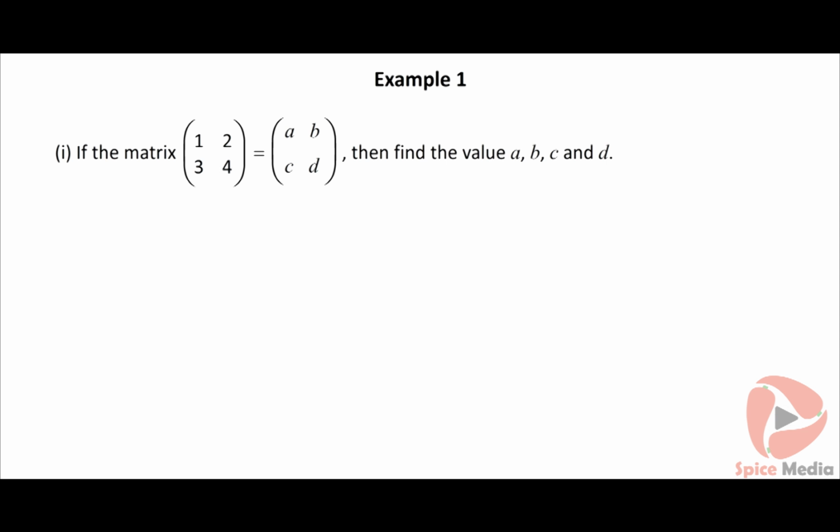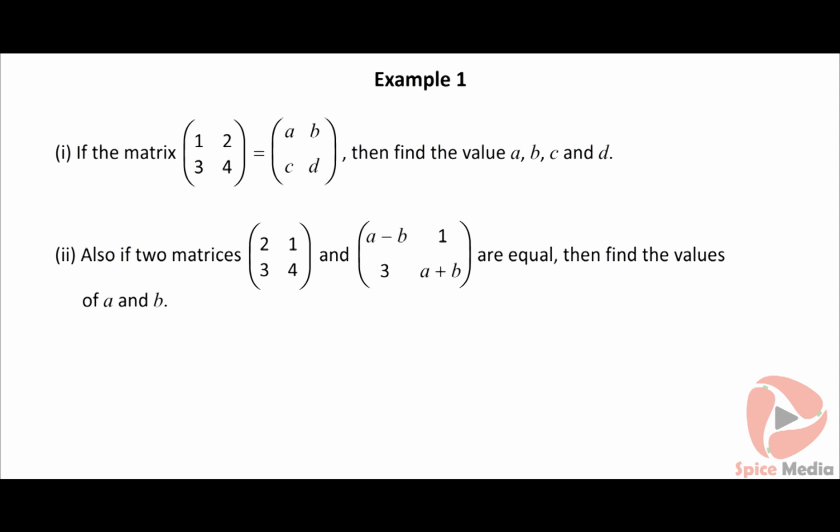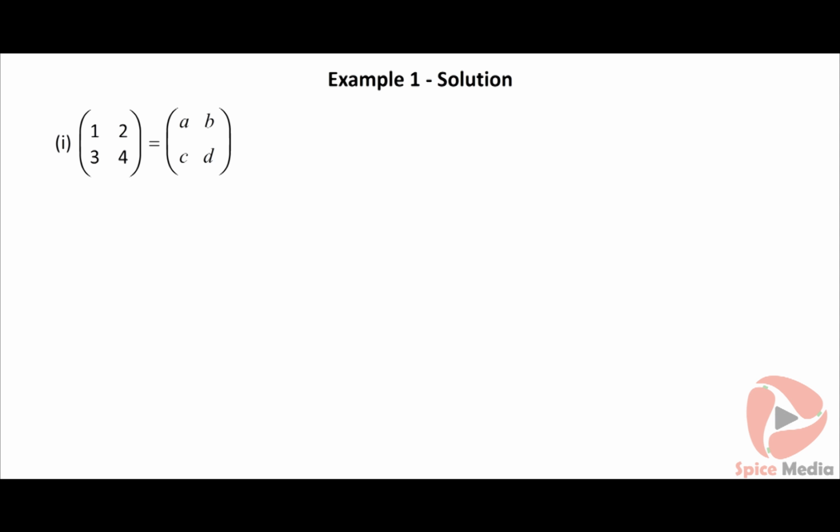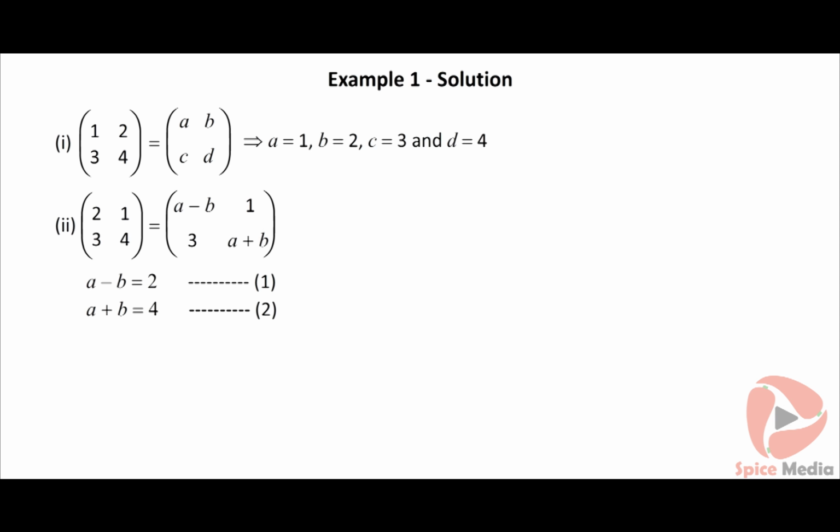Let us see examples based on the equality of matrices. If the matrix 1, 2, 3, 4 is equal to A, B, C, D, then find the values of A, B, C, and D. Also, if two matrices 2, 1, 3, 4 and A minus B, 1, 3, A plus B are equal, then find the values of A and B. Click on the solution button to view the solution.